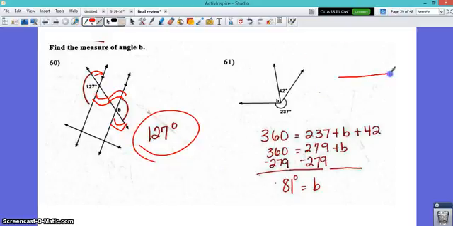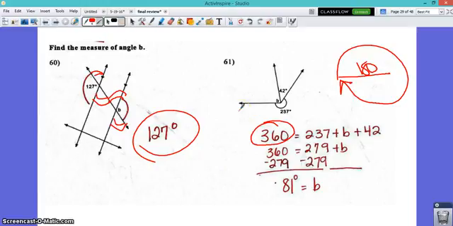Okay, now if all straight lines are 180 degrees, then a complete rotation or a complete circle is 360. So all circles are 360 degrees. So all I did here was I took 237, added the 42, and tried to find the missing piece of this B right here, which happened to be 81. Again, solving an equation with the geometric figure that you're given.